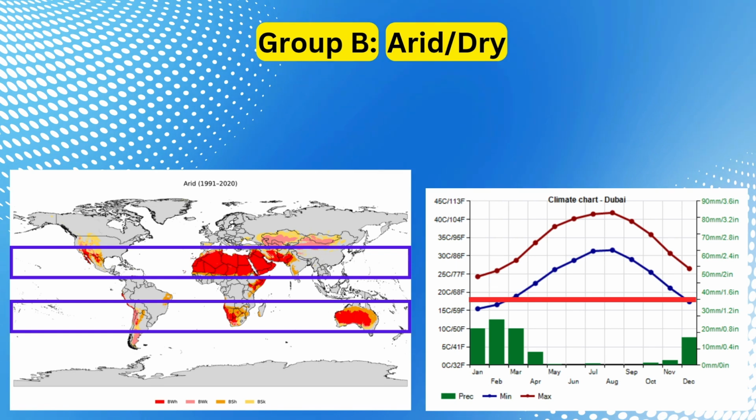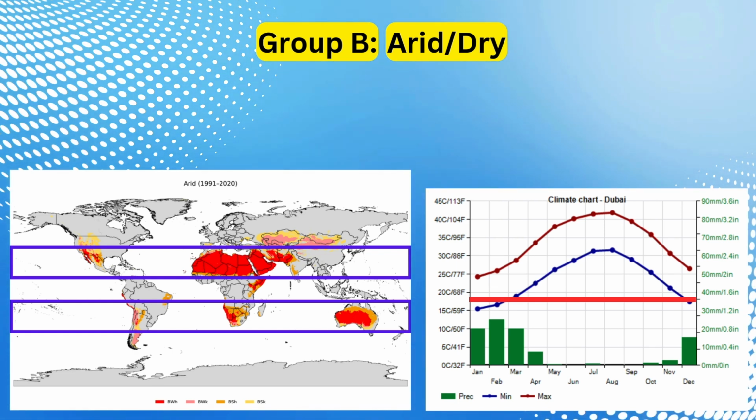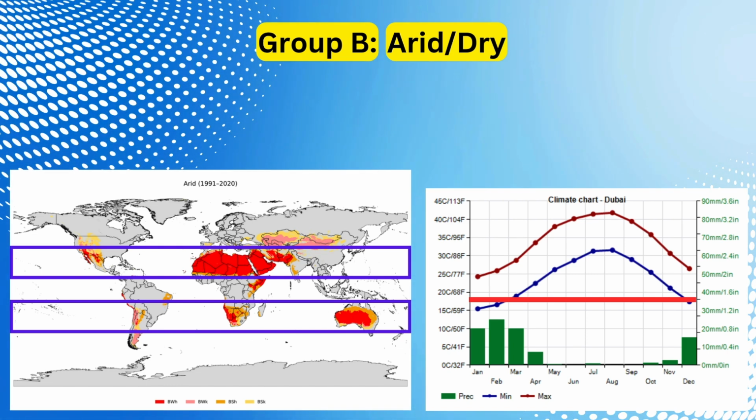A different second letter is added to indicate how dry it is. And the desert climates receive less than 250 mm or 10 inches of rain, and semi-arid areas stay beneath 500 mm or 20 inches of rain. In group B, a third letter is added to tell us something about the temperature. If the average is above 18 degrees Celsius or 64 degrees Fahrenheit, the letter H is added for hot, and if this is not the case, the letter K is added.